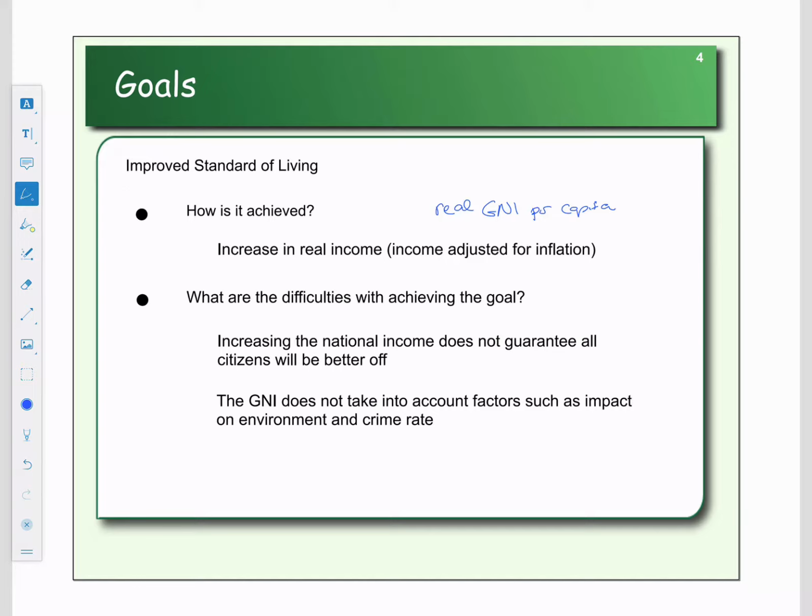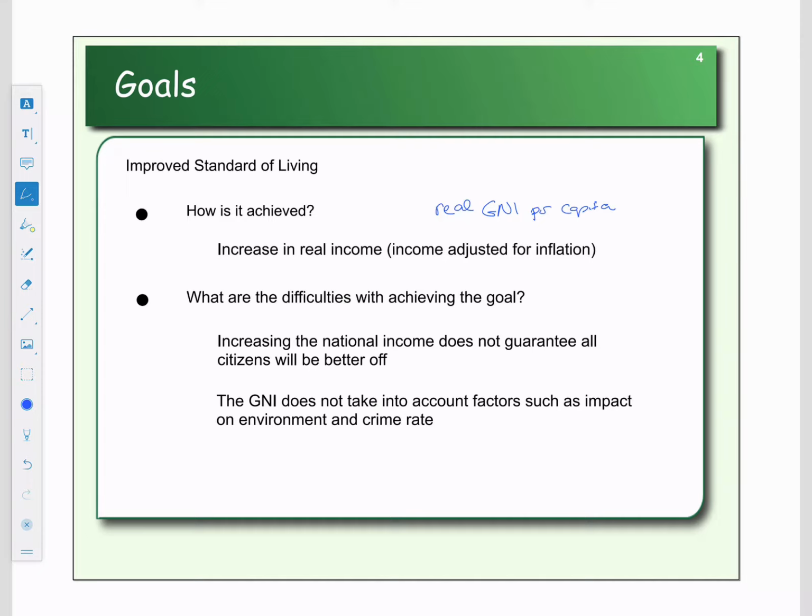Now the challenge with focusing on real GNI per capita, of course, is that it is an average. It doesn't guarantee that every person is better off. Okay, so we are looking at the average person. Some people might be worse off. They might get laid off while other people's income goes up.